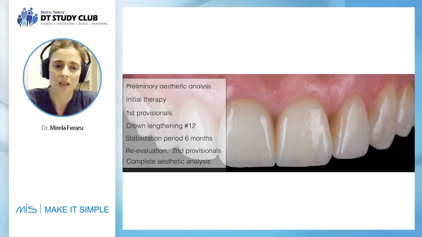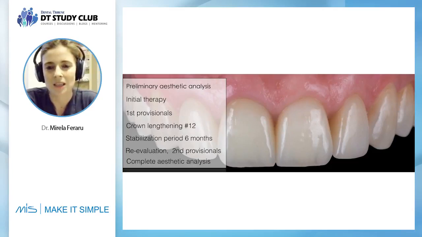So we always start, as I mentioned, with the preliminary aesthetic analysis. So we would like to know what we would like to achieve from an aesthetic point of view for our patient. Then in this specific case, she went through initial therapy. She received her first set of provisionals. Then we addressed any periodontal problems. Crown lengthening was performed in the eruptive number 12. And then we waited for around 6 months.